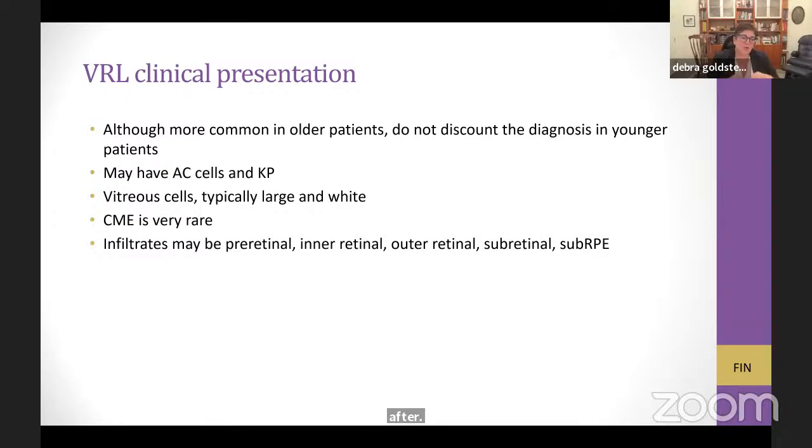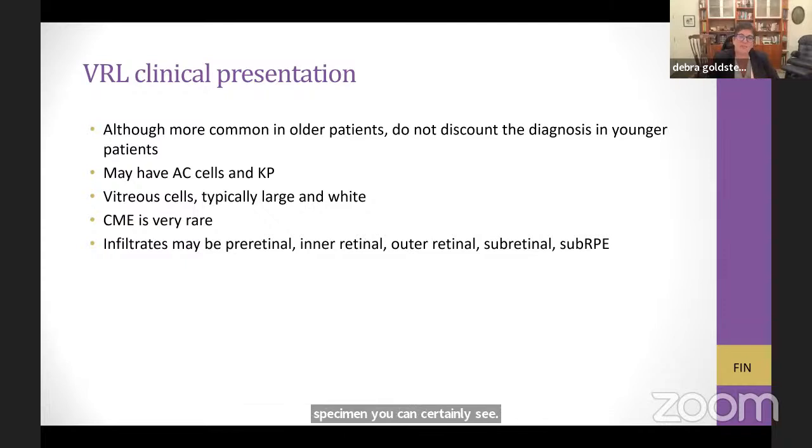Although VRL is more common in older patients, I have a number of patients in their 40s, and in all cases, the diagnosis was missed because the diagnosis was discarded based on the patient's age. So don't discard the diagnosis and don't discard a vitreous specimen. You can certainly see VRL in younger patients.